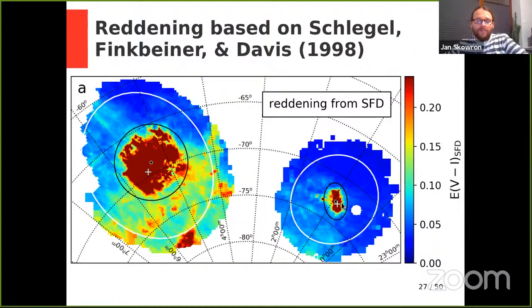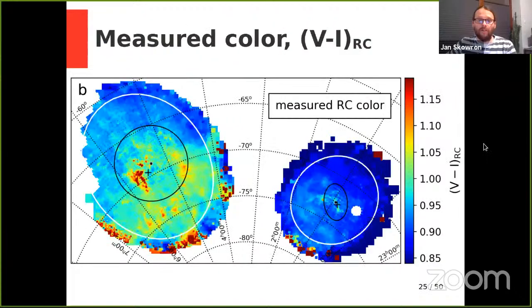It is known for a very long time that the SFD, the Schlegel maps, are not reliable in the center of the LMC and SMC. People knew this because they give crazy values, but now we can see immediately by the comparison with our measured color that we do not see this kind of features, but they do.